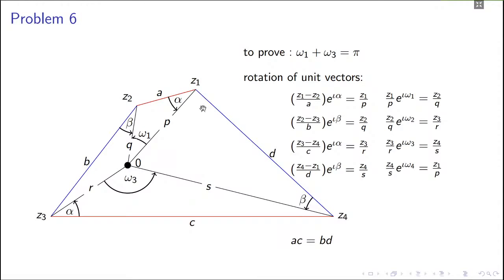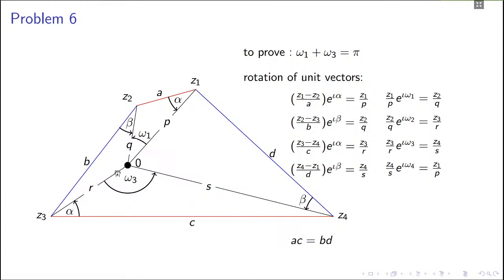So we have z1 by p, that's a unit vector in the direction of OZ1, and you rotate by omega 1, so you multiply this with e to the power i omega 1, and you end up with a unit vector in the direction of OZ2. That's z2 divided by its length, so that's z2 by q. Similarly for all the other sides.